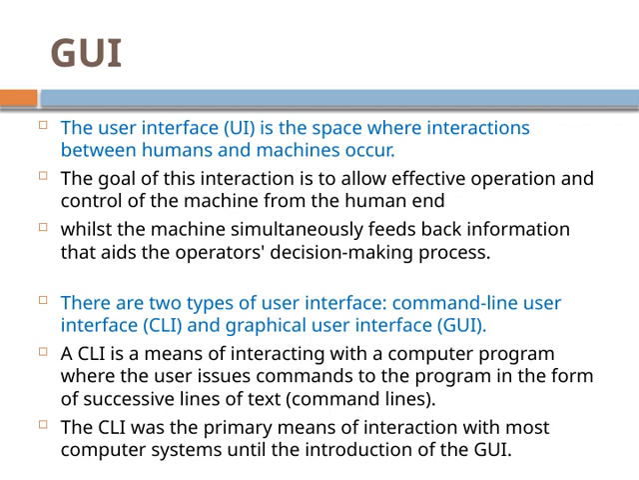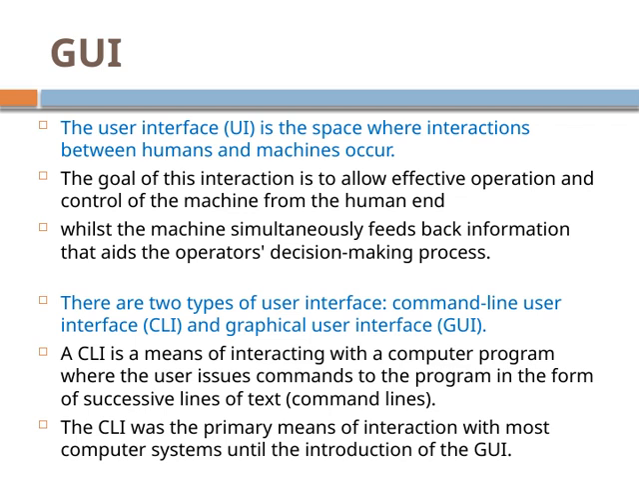Now, there are two main types of user interfaces. First, we have the command line user interface, or CLI. This is where users type in commands in text form, line by line. It was the primary way we interacted with computers for many years. But then, the graphical user interface, or GUI, came along and revolutionized how we work with machines.